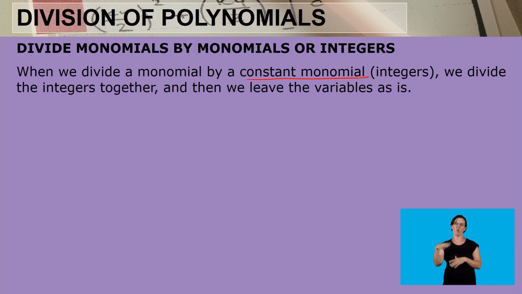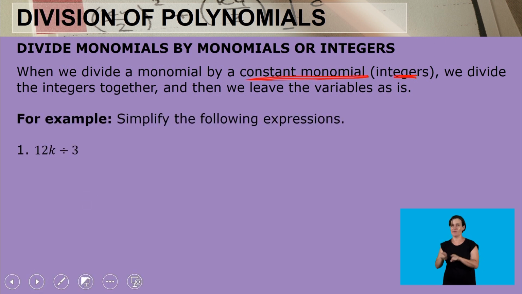So we're going to start with dividing our monomials with a constant monomial, which of course we know are the integers. And when we do that, we divide the integers together and leave the variables as they are. So let's simplify the following expression. We have 12k divided by 3. So we are going to divide the integers together. That is 12 divided by 3. Now what is 12 divided by 3? Yes, 12 divided by 3 is 4, and we are going to write that variable as it is.